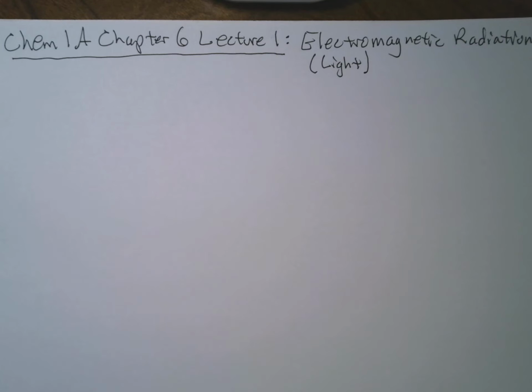Hi everyone, Dr. P here, and in this lecture we're going to look at electromagnetic radiation, or light. Now we're starting a new chapter on atomic structure and the periodic table, and there's two themes to my lectures here. A lot of them will be on the nature of the atom, the modern version of the structure of the atom.